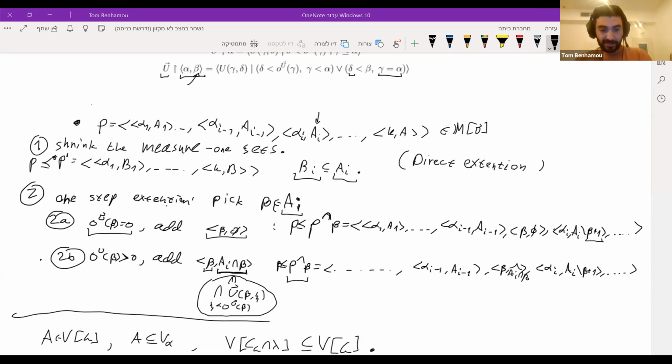Okay, let us go back to the definition. This is a general extension: performing this one-step direct extension finitely many times. In other words, when is P a direct extension of Q? When we have exactly the same pairs, and for the ordinals of the pairs, we just shrink the measure 1 sets. This is what I just said.